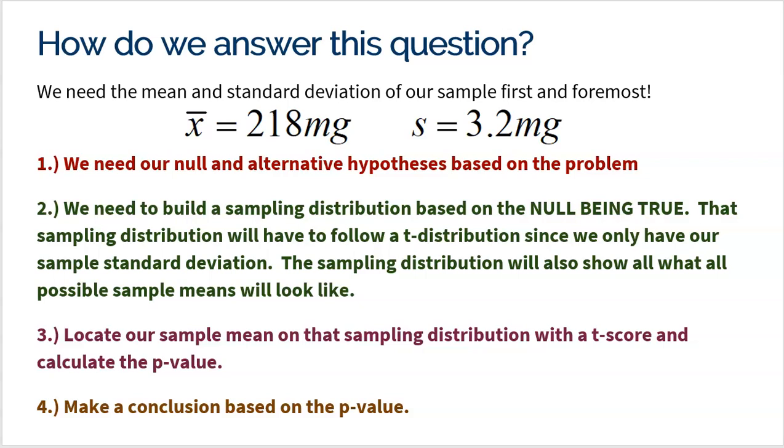So if we're going to answer this question, if we're going to try to prove that we're right, that the amount of caffeine in the pills is too little, then we obviously have to start with these two numbers, the mean and the standard deviation of our sample.